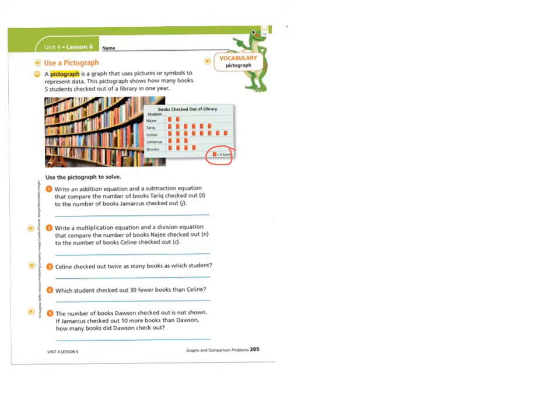Write an addition equation and a subtraction equation to compare the number of books Tariq checked out, which we'll use a T for Tariq, to the number of books Jamarcus checked out, which we'll use a J for Jamarcus. First, we need to find the total books that they checked out. So let's start with Tariq. I see 1, 2, 3, 4, 5, 6 red books on his pictograph line. We need to multiply that by 5 to get his total.